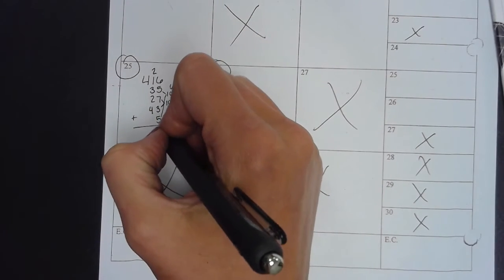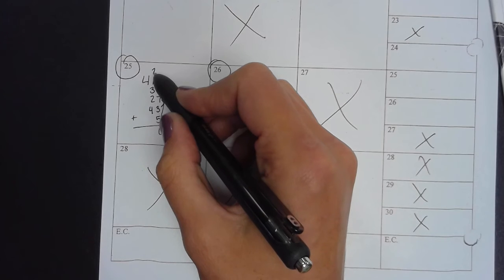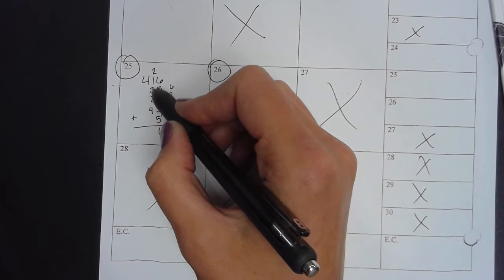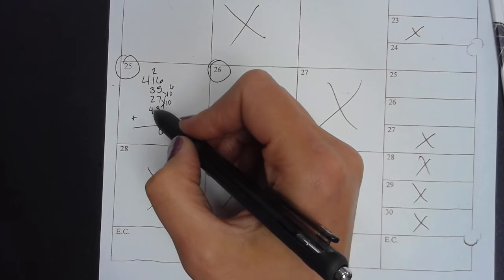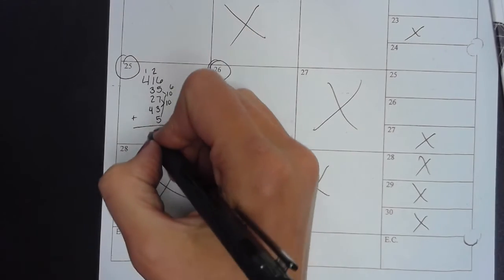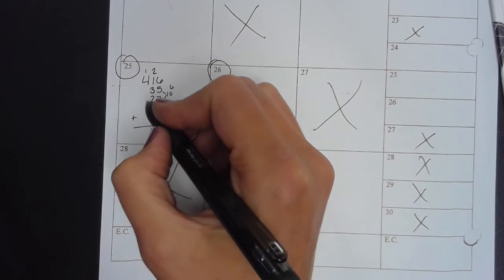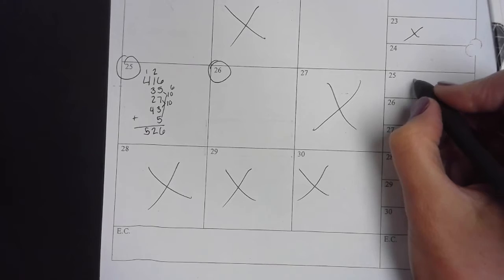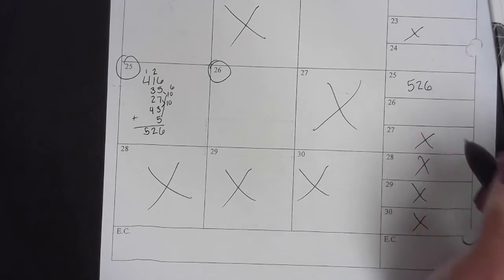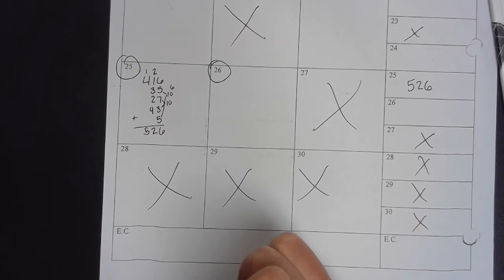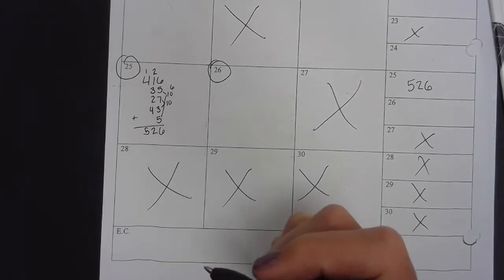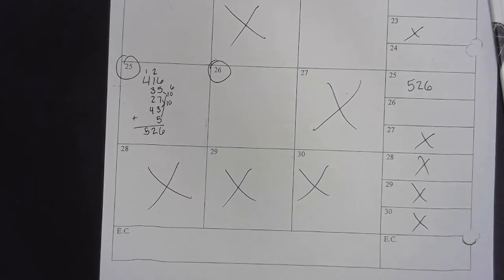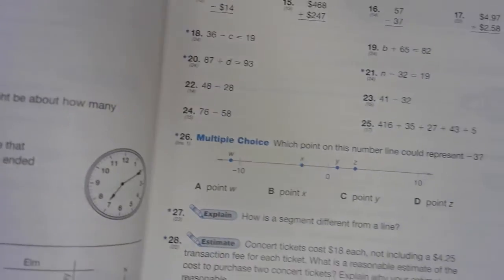So 2 goes up, 6 comes down. 2 plus 1 is 3. Plus 3 more gives me 6. 2 more gives me 8. 4 more gives me 12. 1 up, 2 down. 1 plus 4 is 5. So I get 526. And finally, 26 says, which point on this number line could represent negative 3?